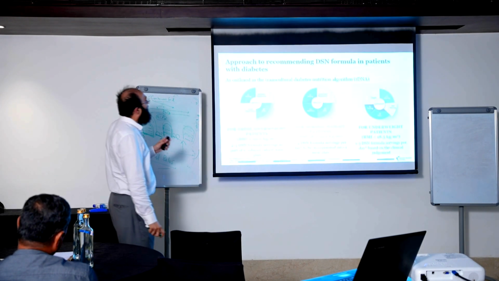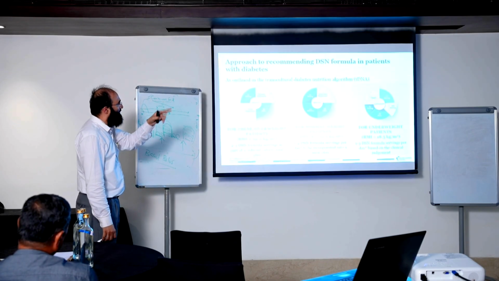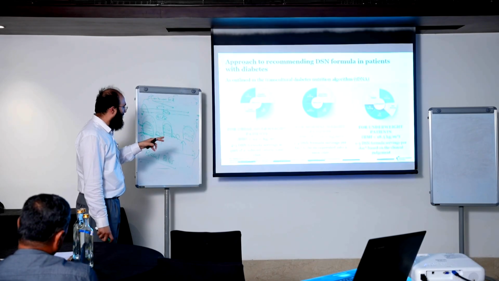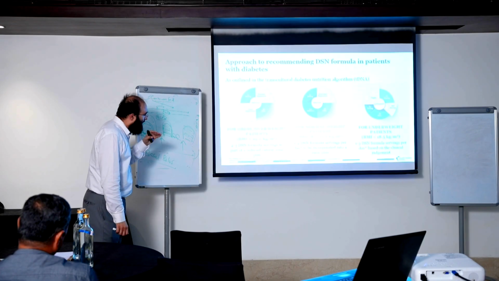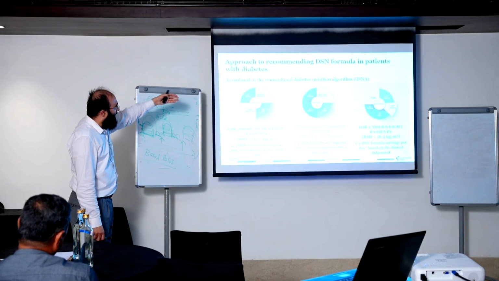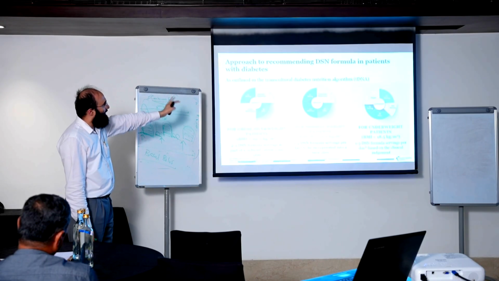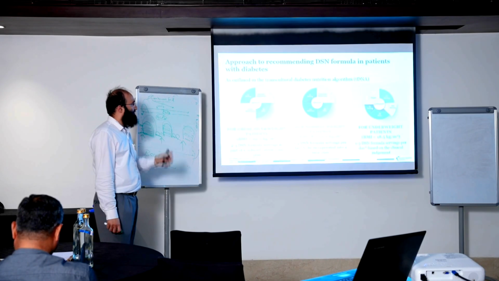So the approach to recommending DSN formula in patients with diabetes, as outlined in the Trans-Cultural Diabetes Nutrition Algorithm, TDNA. For obese or overweight patients, BMI more than 23, 2 to 3 DSN formula servings as part of a reduced calorie meal plan. So you just replace morning and afternoon. You tell them to take this, and maybe in the evening and at night he can have something else.